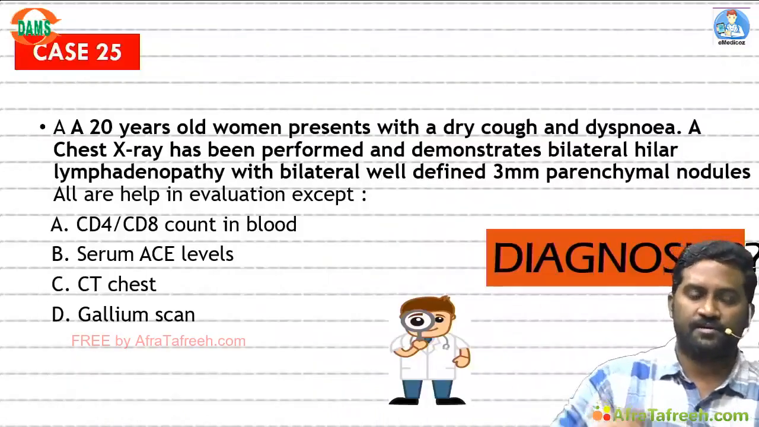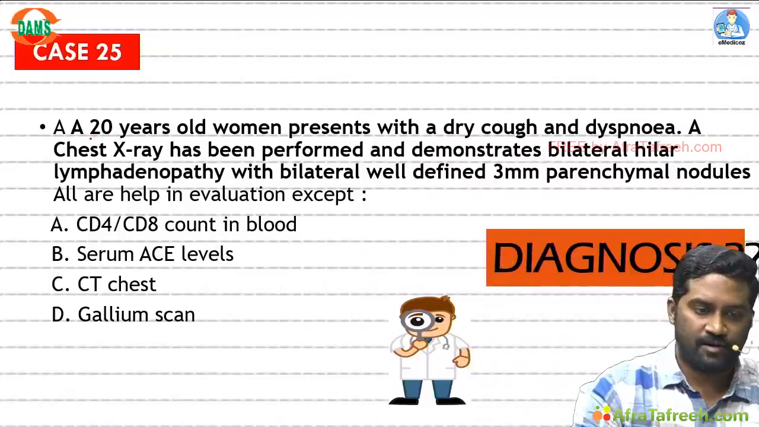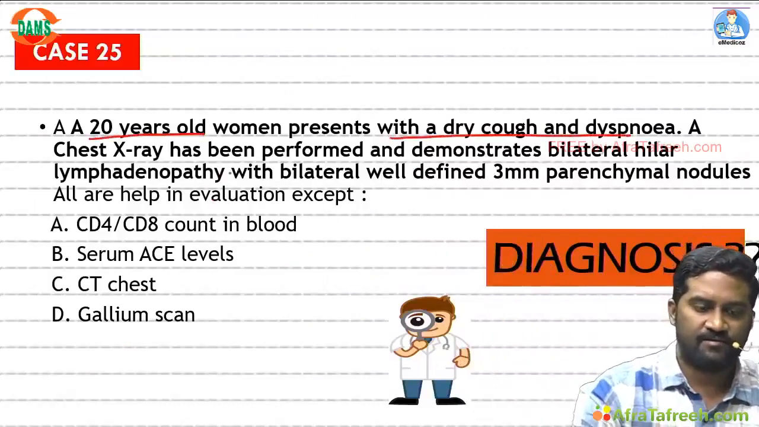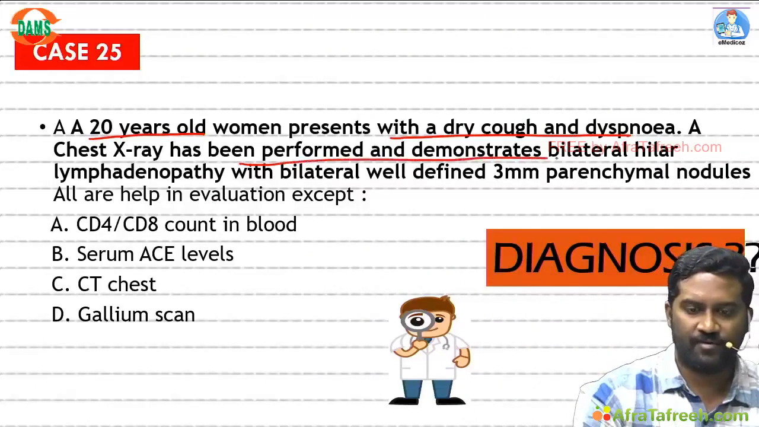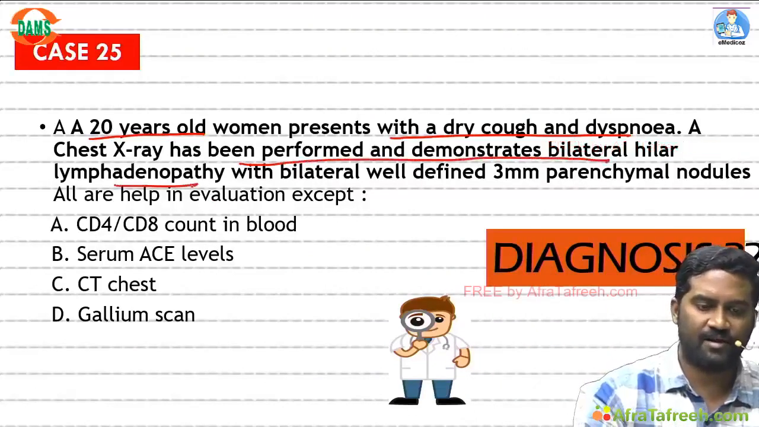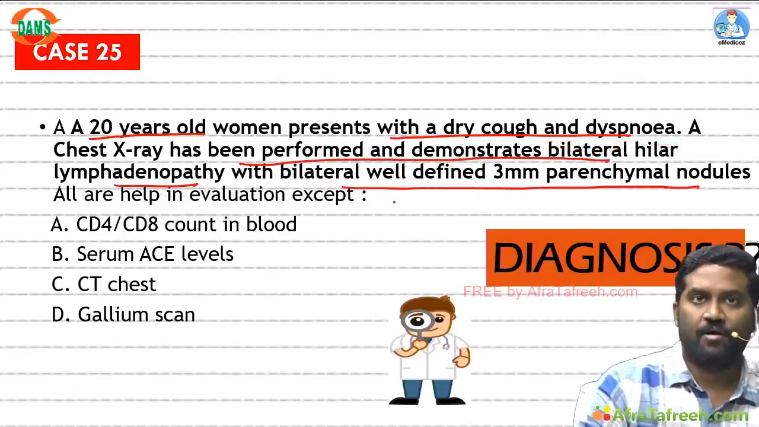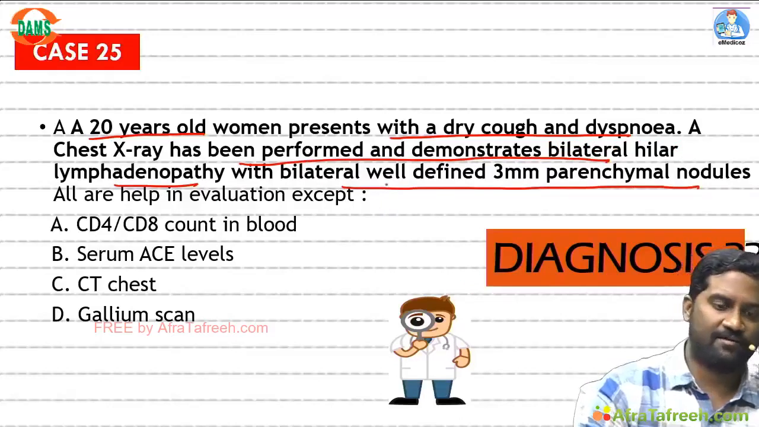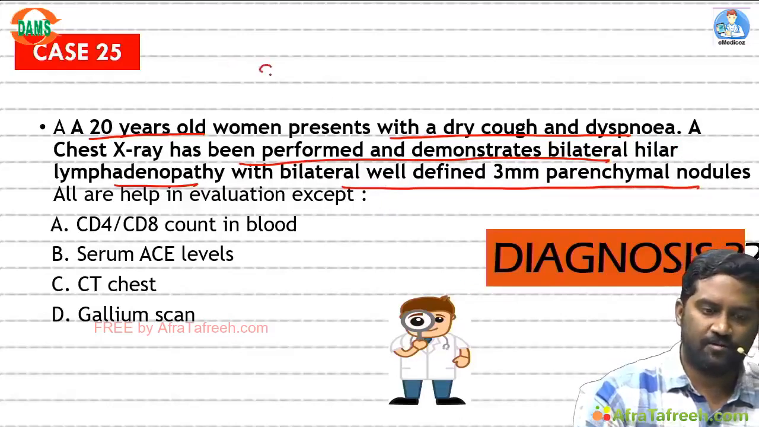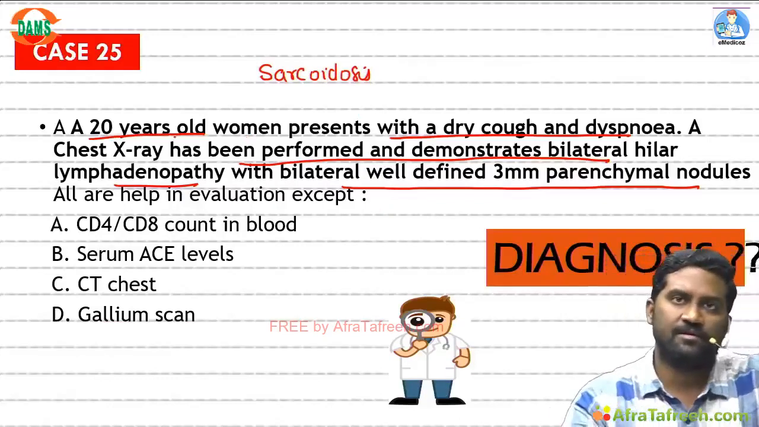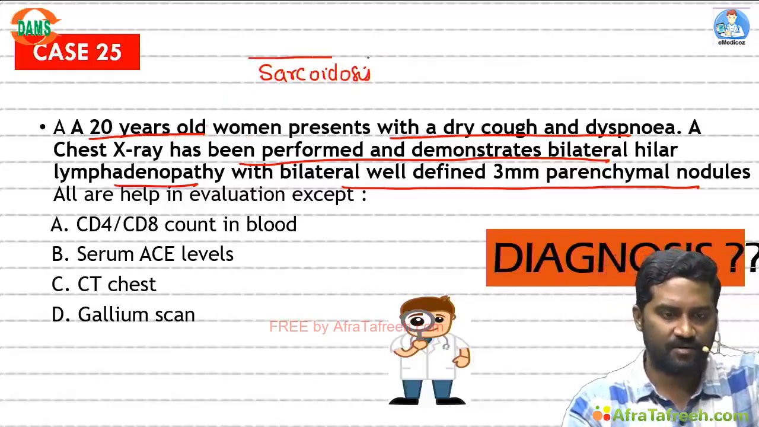Try to solve case number 25. A 20-year-old female presents with dry cough and dyspnea. Chest X-ray has been performed and it demonstrates bilateral hilar lymph node enlargement with bilateral well-defined parenchymal nodules. All help in evaluation except. Now this is suggestive of sarcoidosis. So why is it so? The patient is having bilateral hilar lymph node enlargement with parenchymal nodules, not looking like an infection: sarcoidosis.